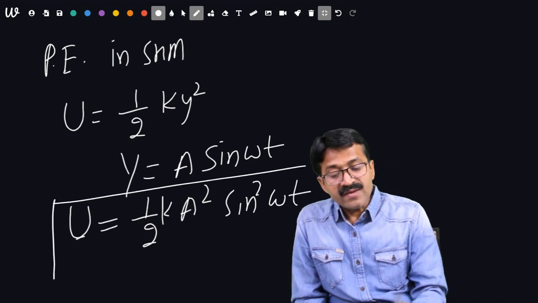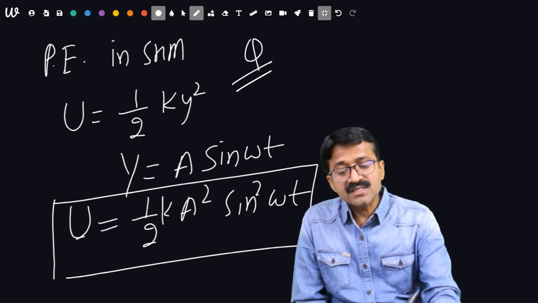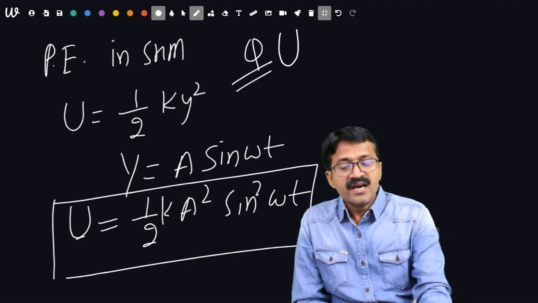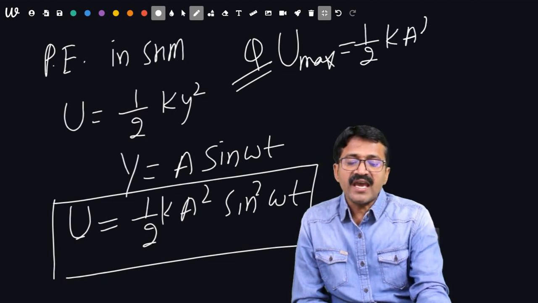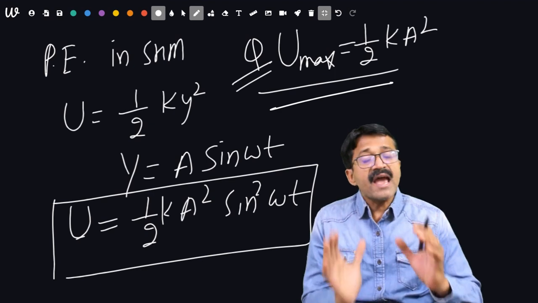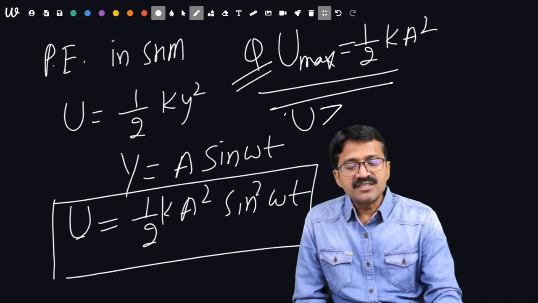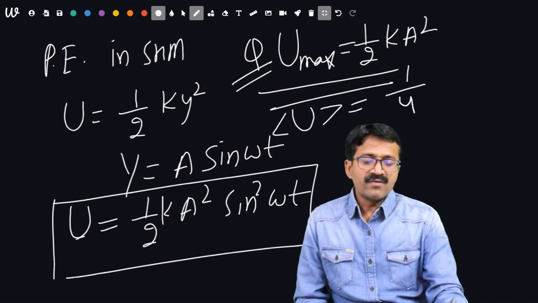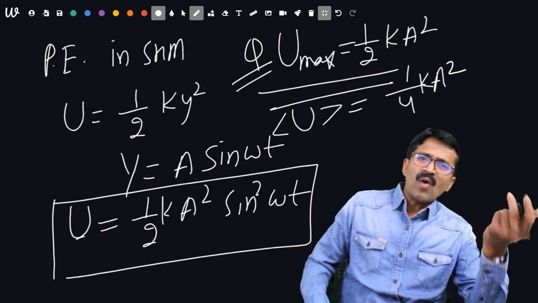It is very important. Now the first question is, what is the maximum kinetic energy? Remember, maximum kinetic energy is half k a square. The second question is, what is the average kinetic energy? Remember, average kinetic energy is 1 by 4 k a square. The question arises, why is it 1 by 4?